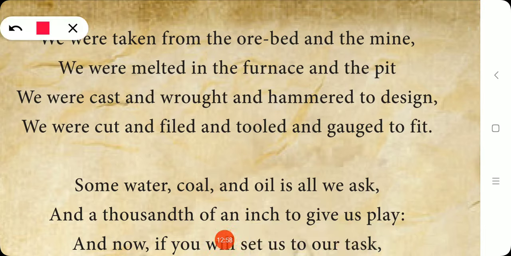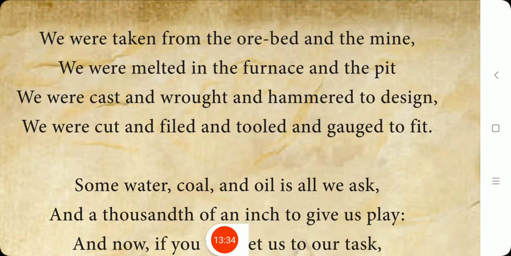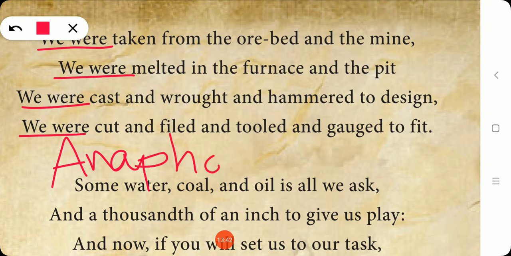So already in the previous poems, I have told you what is meant by anaphora. So what is anaphora? Repetition of a word or a phrase in the beginning of the line or in the consequent line is called anaphora. So what phrase is repeated here? "We were" is repeated in all the four lines in the first answer. So that's why it is an example for anaphora, right?